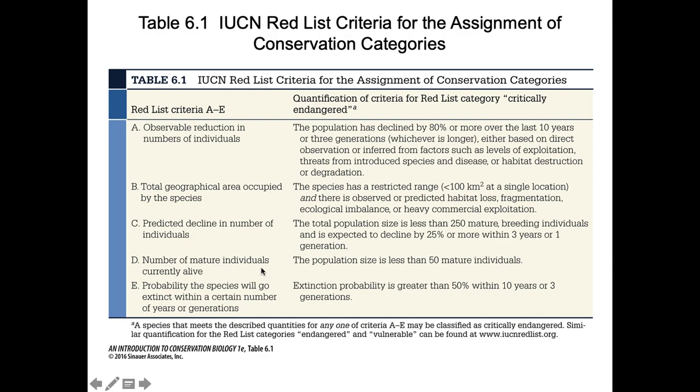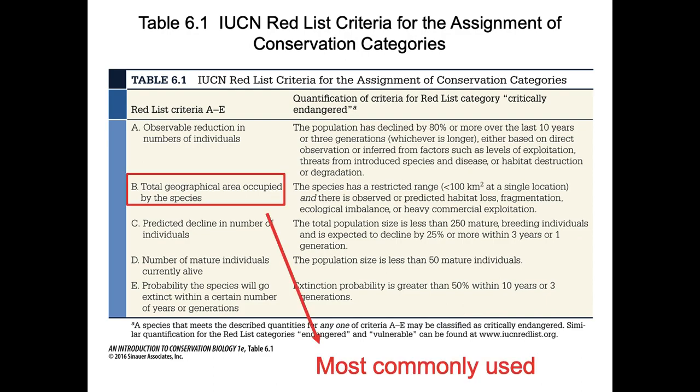Number of mature individuals currently alive, if it's less than 50. And the probability the species will go extinct within a certain number of years or generations. So if the extinction probability is greater than 50% within 10 years or 3 generations. And you can see this is something we would get from a population viability analysis. In practice, as we said, it can often be difficult to create a population viability analysis to come up with some of these numbers robustly.